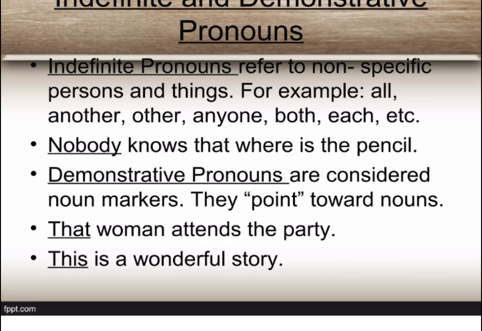Indefinite and demonstrative pronouns. Indefinite pronouns refer to non-specific persons or things. For example, all, another, other, anyone, both, each, etc. Nobody knows where the pencil is. Demonstrative pronouns are considered noun markers. They point toward nouns. That woman attends the party. This is a wonderful story.